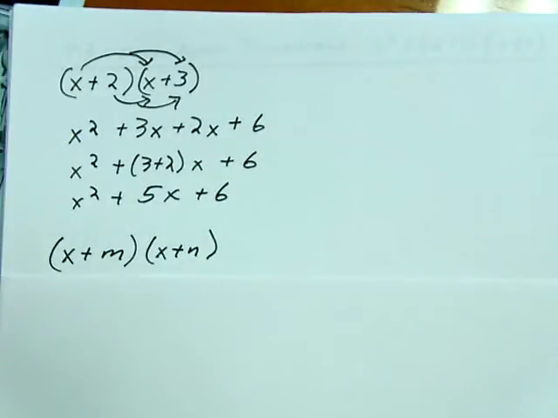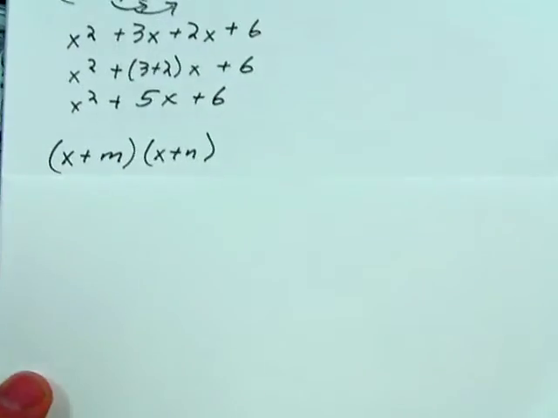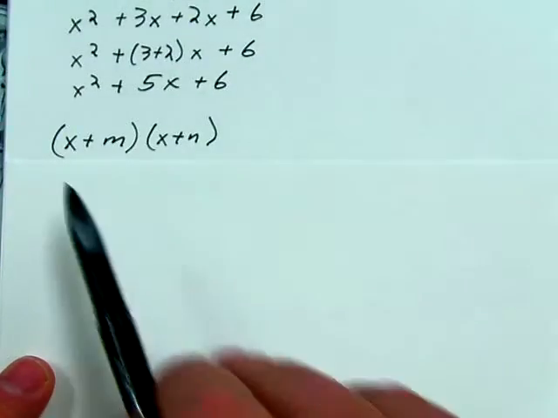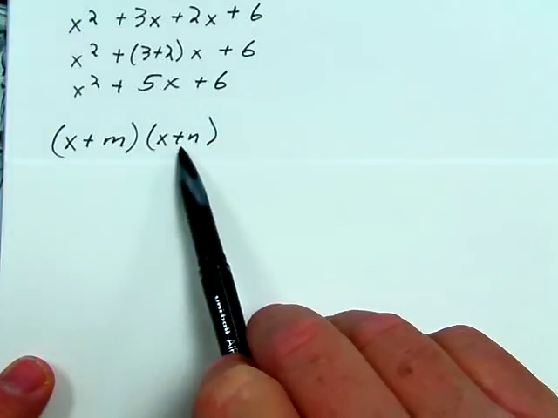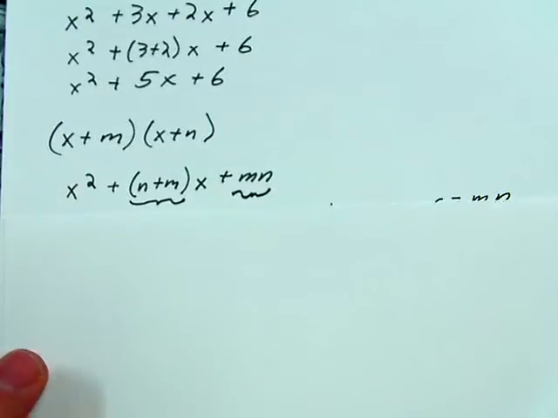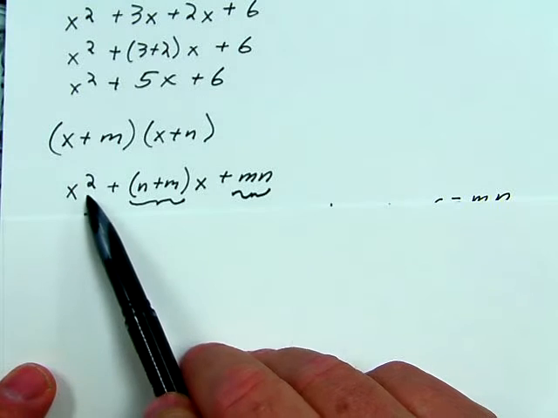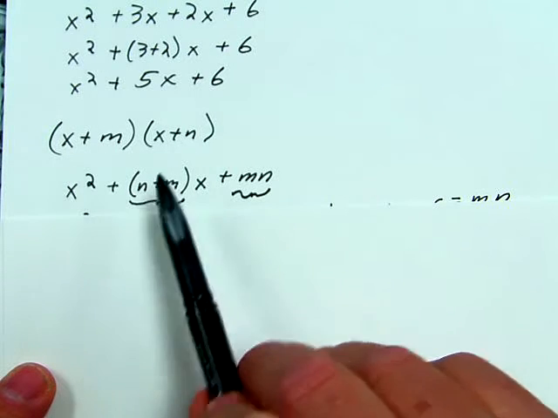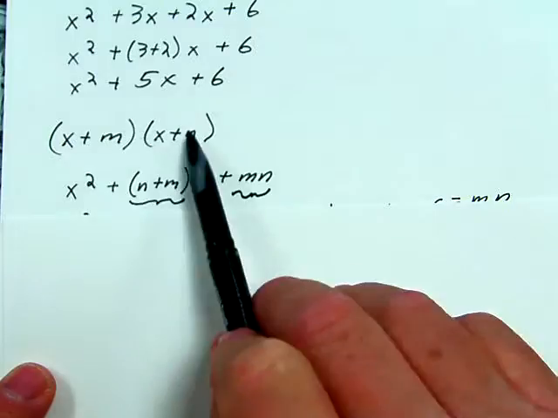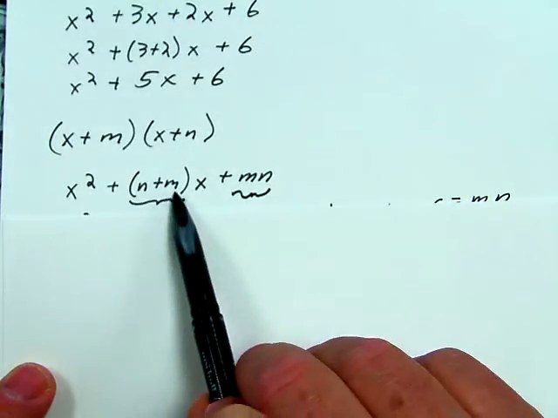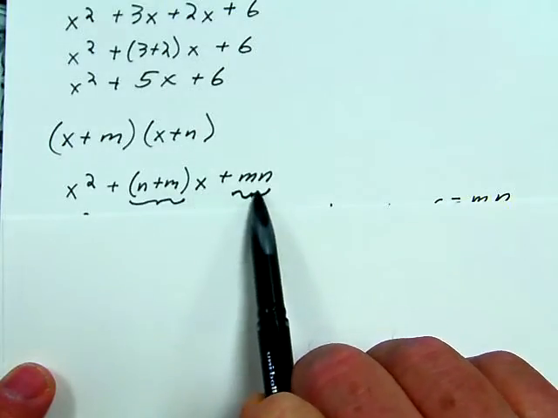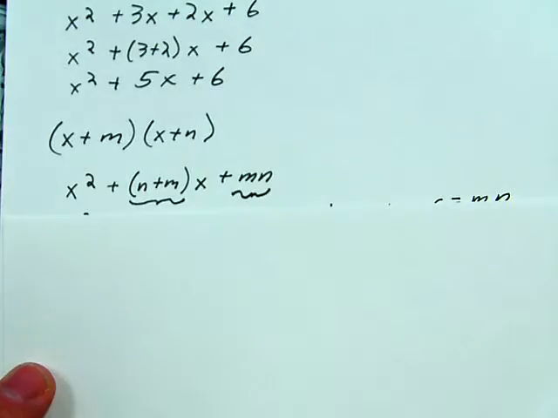Now let's take a look at factoring using variables instead of numbers. If I have x plus m times x plus n, I really just multiply that out. I get x squared from my first terms. My inner term and my outer term added together are m plus n times x. And the last term is always m times n.